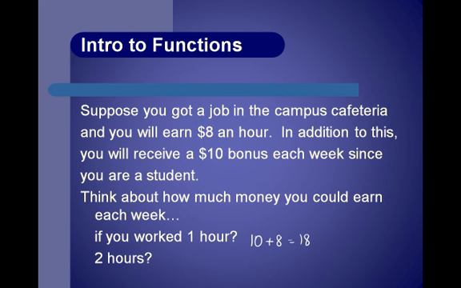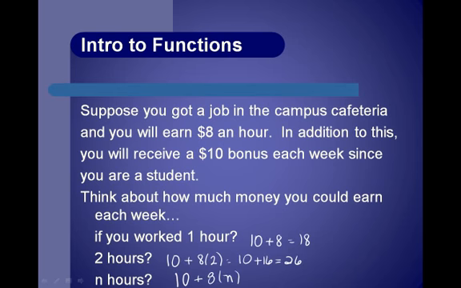If you worked 2 hours, then you would still get your $10 bonus, but you would get $8 times 2 hours, which would be 10 plus 16, so you would get $26 for working 2 hours. If you worked n hours, this is any number of hours, you still get your $10 bonus, but then you get $8 times the number of hours that you work. This is how functions work.